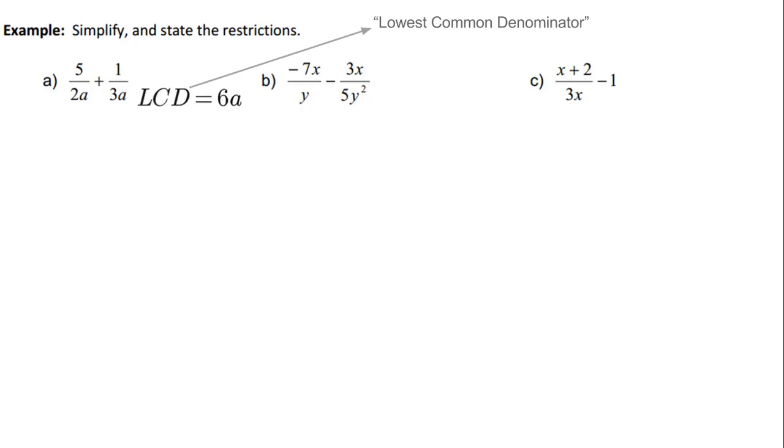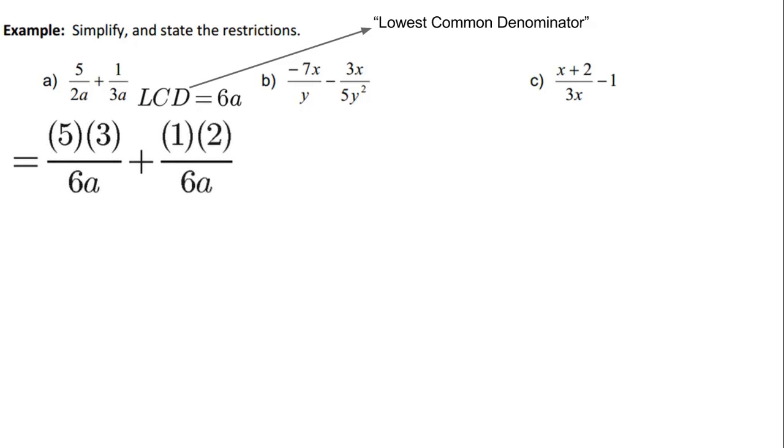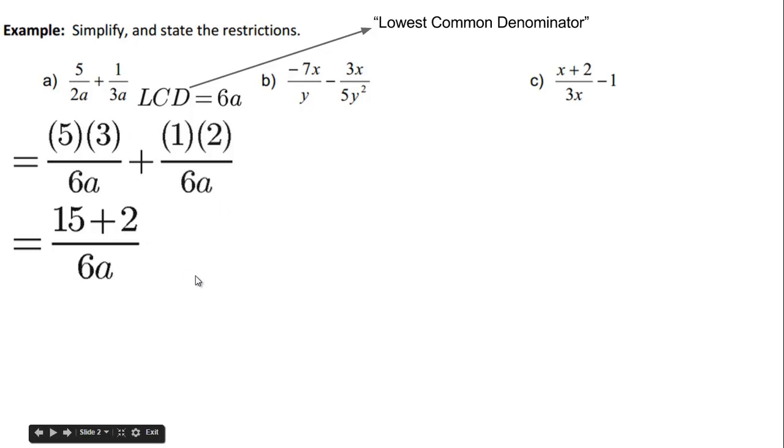And just like in the warm-up, we're going to multiply the top and the bottom of the left side by 3, and multiply the top and the bottom of the right side by 2. So you've got 15 over 6a and 2 over 6a. So you've got 15 plus 2, just add the tops, not the bottom. And we're left with 17 over 6a. Our restriction, just like in the top, we've just got a cannot equal 0.